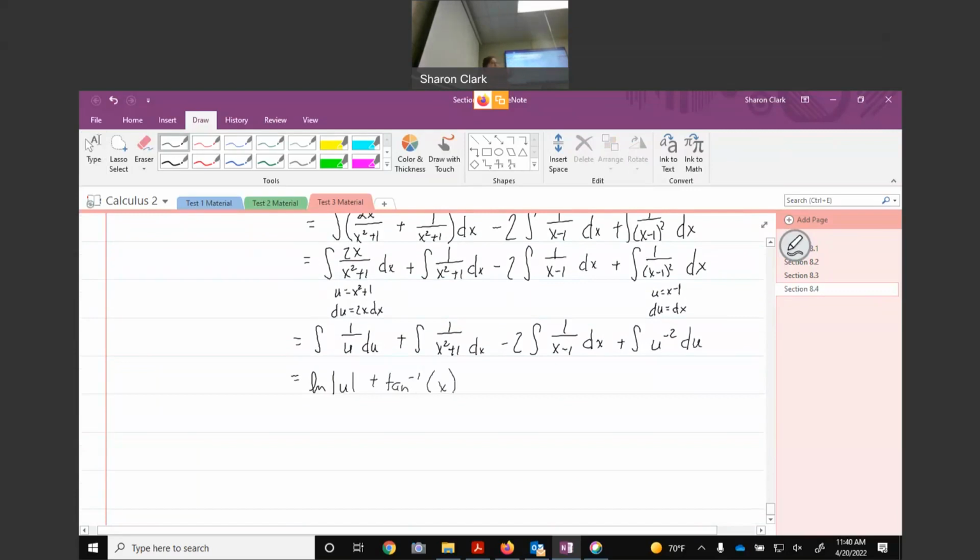And remember, if that had been x squared plus 4, then it would be x over 2. If this had been x squared plus 4, you've got to factor out that 4 and it would be x over 2, just like what we did last time. That's going to be important.